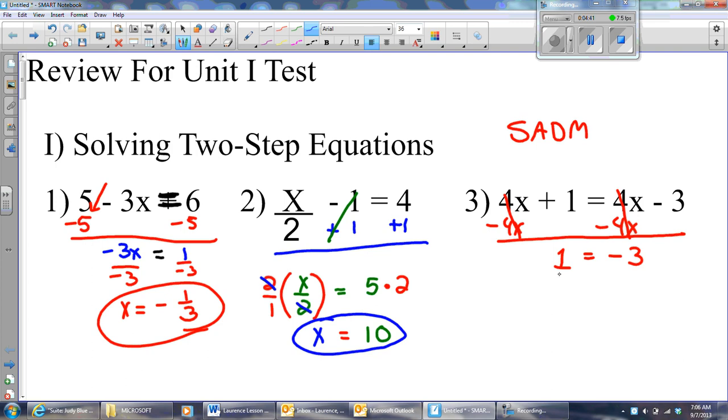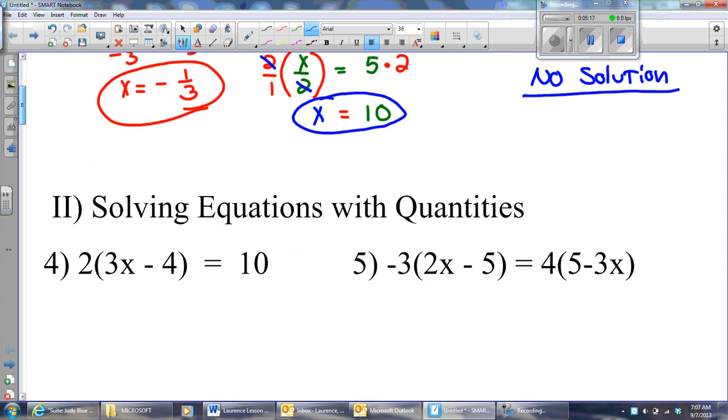Can 1 ever equal -3? No, it cannot. They are not equal to each other. There is no solution to this equation. There's none. You can't do it. You can never have a situation where 1 equals -3. So there is no x in the entire number line, in all the real numbers, that if I plug it in here and over here, I will get a true statement. Never. I'll always end up with a false statement like 1 equals -3 in that problem.